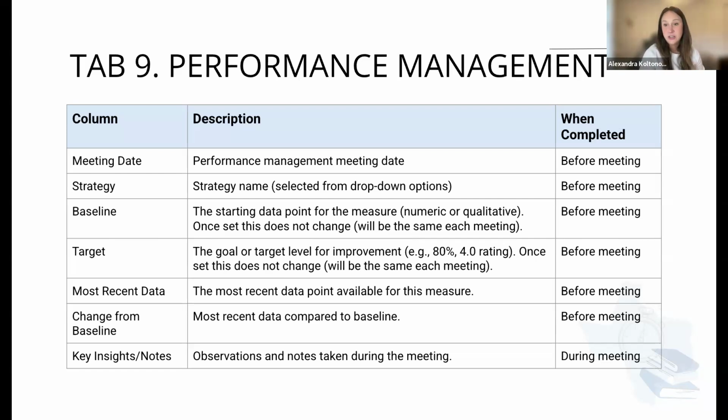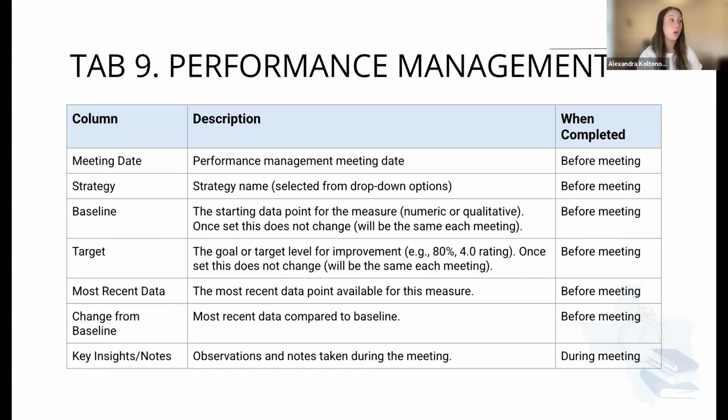Then for each strategy that is going to be discussed, aka if there is data that has been updated related to that strategy, then you would be discussing that strategy. So then you would select the strategy from your drop-down options. The baseline starting point. So if, for example, the data that you were reviewing was around teacher time allocated towards planning, then your baseline could have been what you collected during this needs assessment.